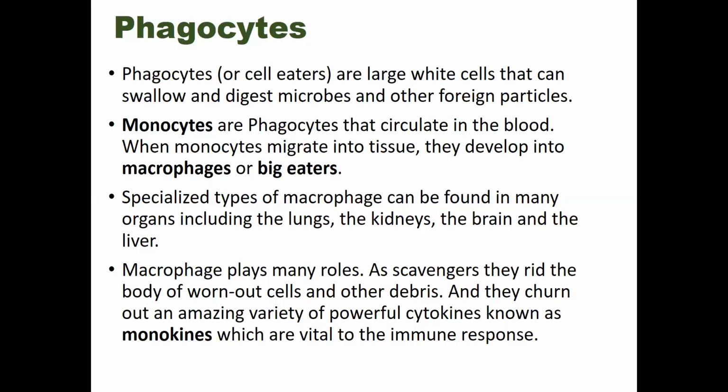These are specialized types, and there are also different types of specialized macrophages that can be found in many organs, including the lungs, kidneys, brain, and liver. Some macrophages, some phagocytic cells, remain stuck at specific organs, at specific tissues, and there are some macrophages or phagocytic cells that circulate all over the body through blood or body fluids or lymph.